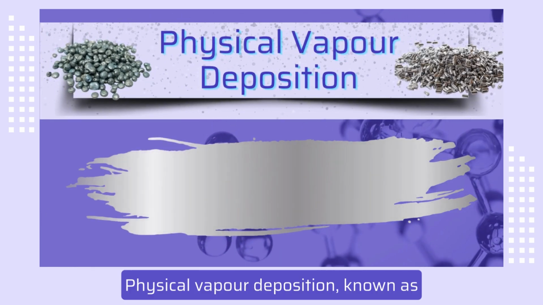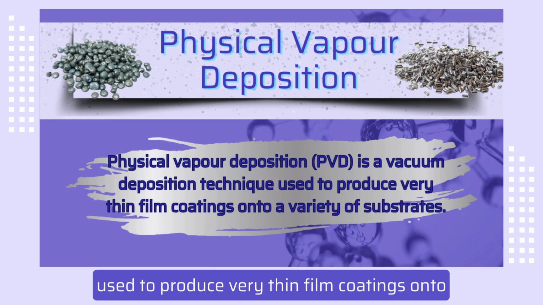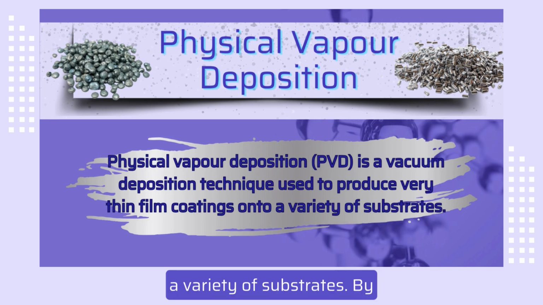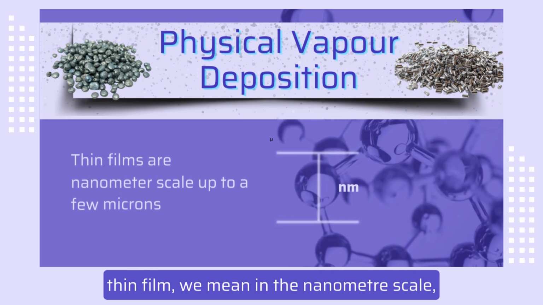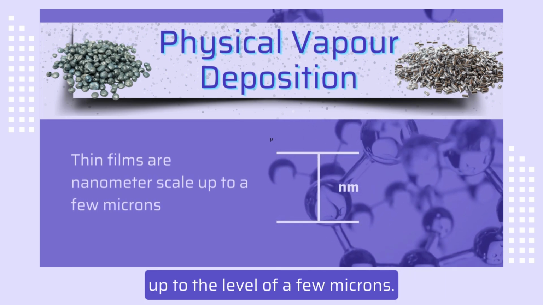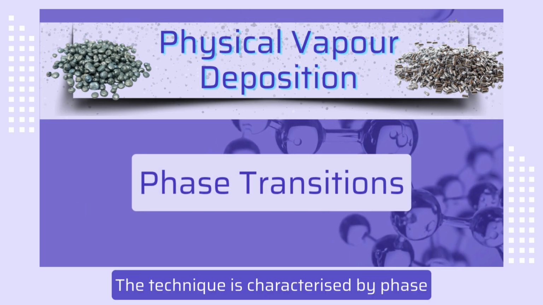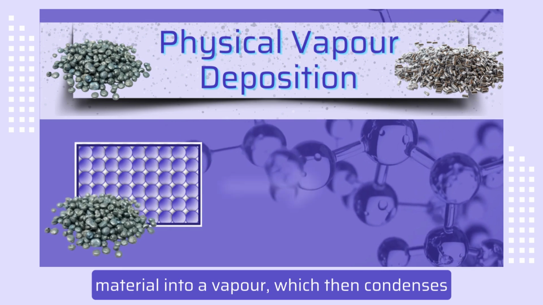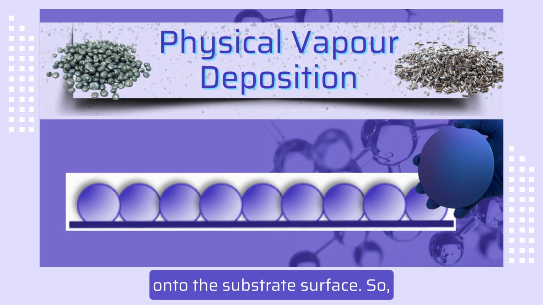Physical vapor deposition, known as PVD for short, is a vacuum deposition technique used to produce very thin film coatings onto a variety of substrates. By thin film, we mean in the nanometer scale, up to the level of a few microns. The technique is characterized by phase transitions directly from a solid target material into a vapor, which then condenses onto the substrate surface.